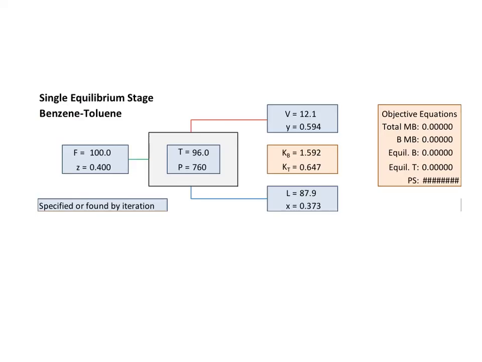So here's the solution for this new specification of 96 degrees C, and we have less vapor produced at this lower temperature, as you might expect. All the objective functions have been met, except for the process specification. We can't reach 2/3 vapor with this particular process temperature.